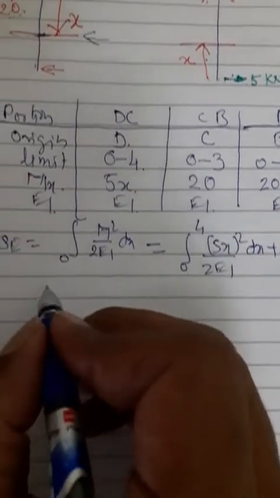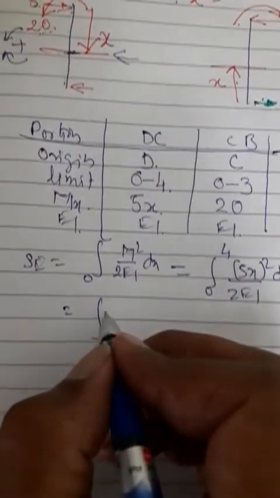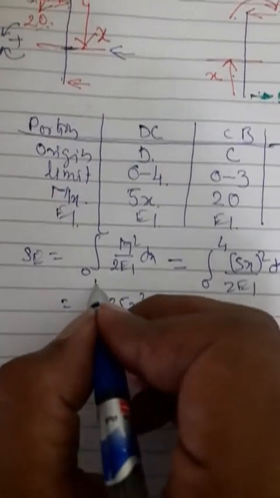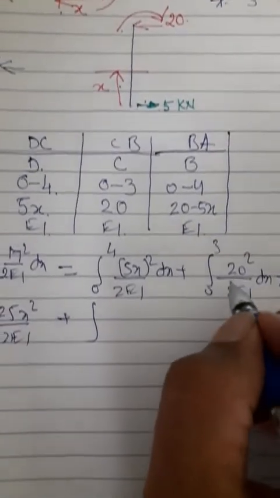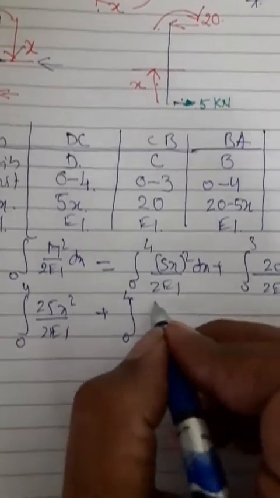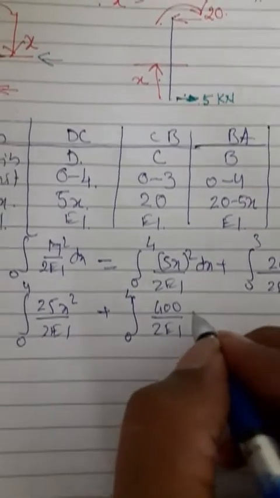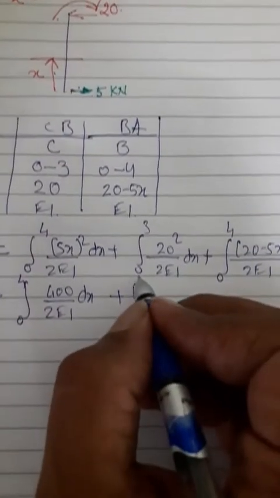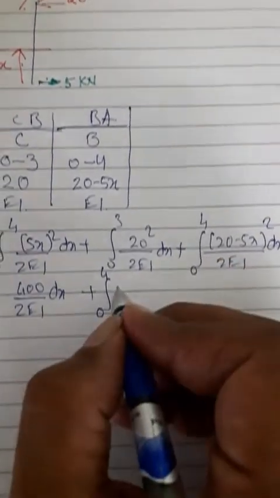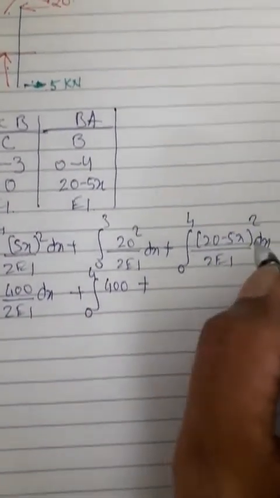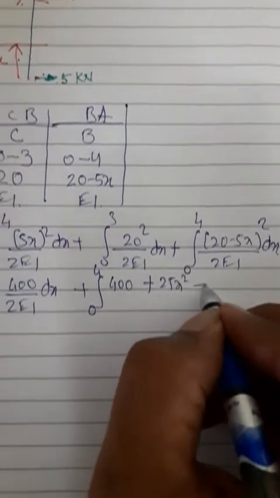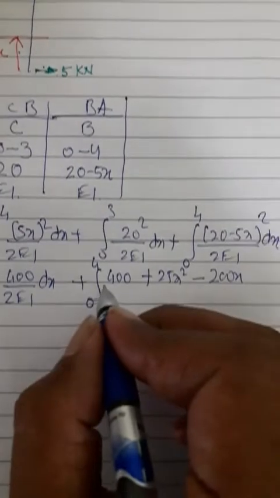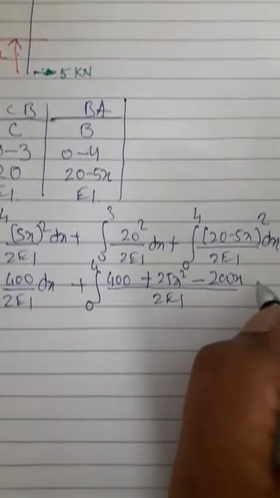Now I will go on simplifying the terms. 5x bracket square, that is 25x square by 2 EI, 0 to 4, plus 20 square, that is 400 divided by 2 EI dx, 0 to 3, plus, first I am going to simplify this bracket, 0 to 4, 20 minus 5x square, that is 400 plus 5x bracket square, that is 25x square, minus 2ab, 2 into 20 into 5, 100, 200x, divided by 2 EI dx.